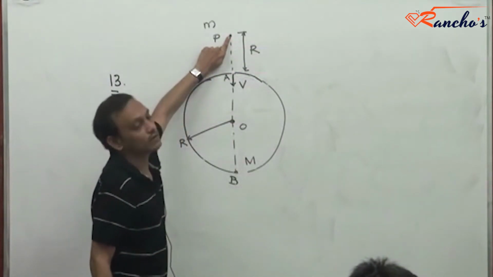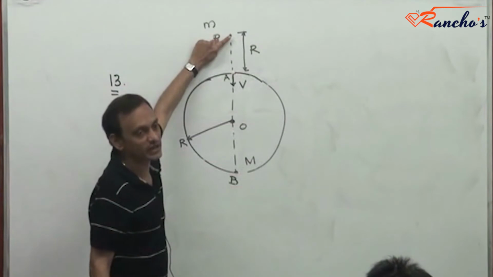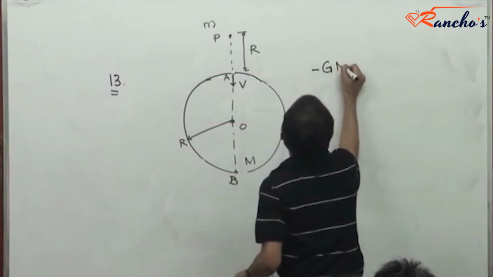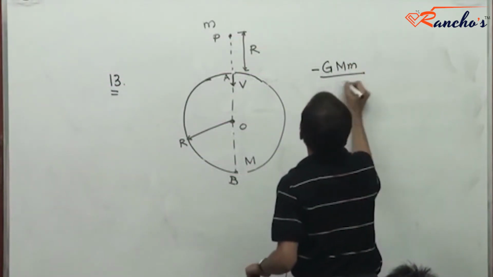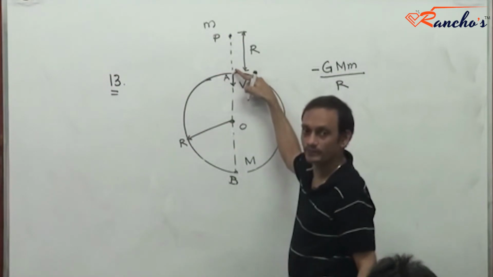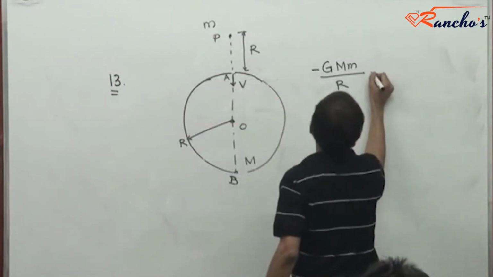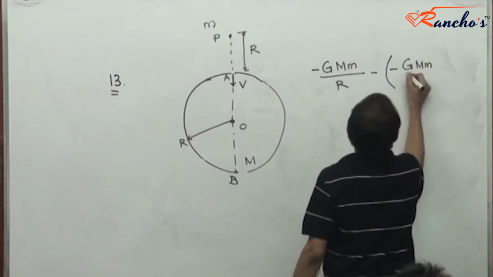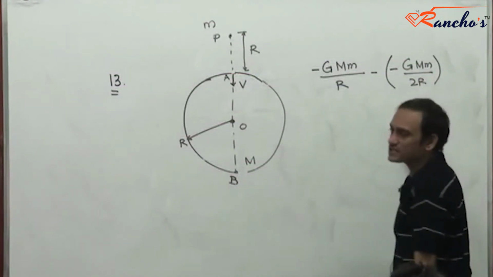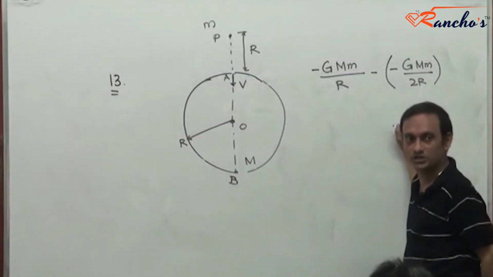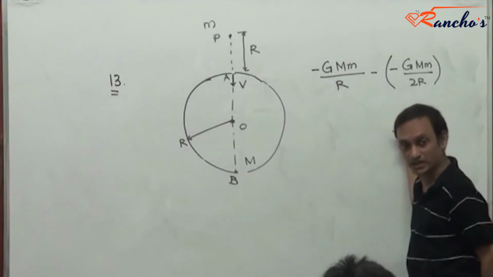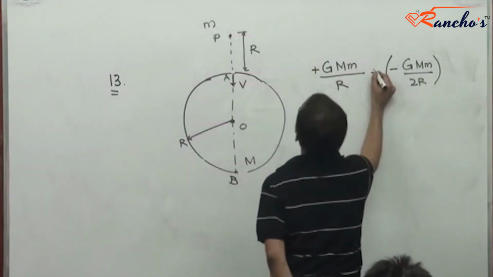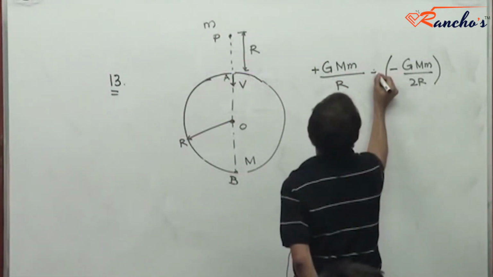So in any case, the loss of potential energy is potential here minus potential there. Potential at A is like minus GMm by r, right? Minus the potential energy at P is minus GMm by 2r. That's the loss of potential energy. Yes or no? Potential energy at A minus potential energy at P. Or in fact, it should be potential energy at P minus potential energy at A.